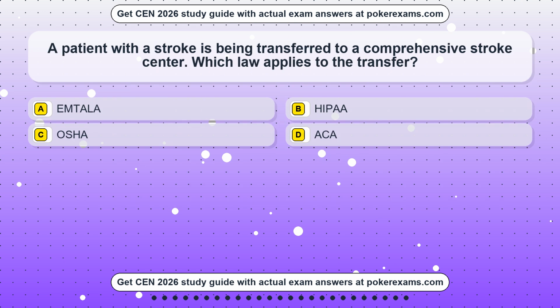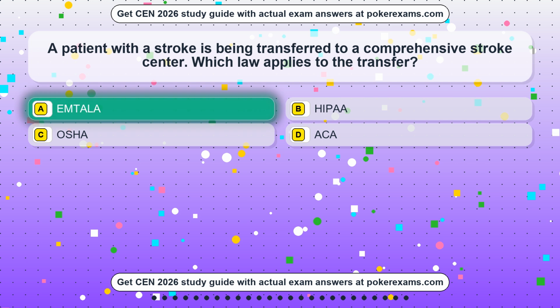Question 7. A patient with a stroke is being transferred to a comprehensive stroke center. Which law applies to the transfer? Option A, EMTALA. Option B, HIPAA. Option C, OSHA. Option D, ACA. The correct answer is option A, EMTALA.